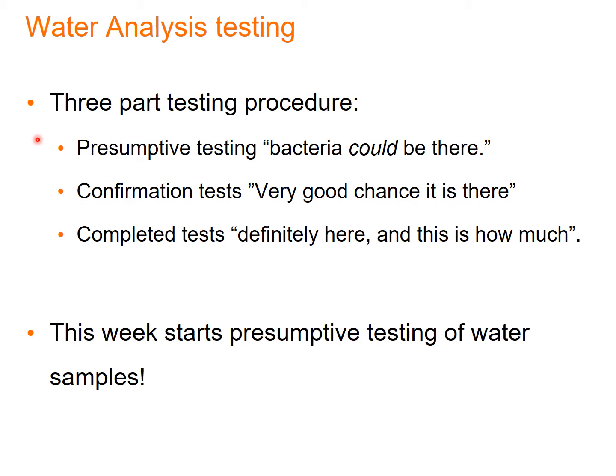And then from there, after we narrow down samples, we can move on to the more rigorous confirmation tests, which provides more evidence of fecal contamination. And only those samples that are positive will we run into completed tests, which give us a lot of information, such as what is the density of bacteria, how much is present, exactly what is it. This week, we're going to start off with some presumptive testing that follows along from a story that we'll introduce right now.